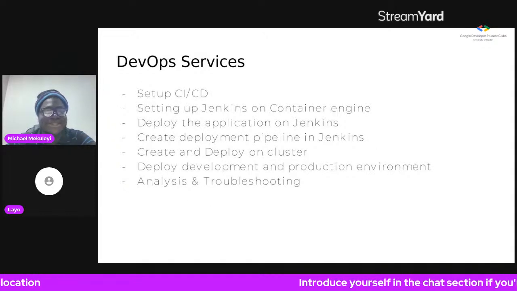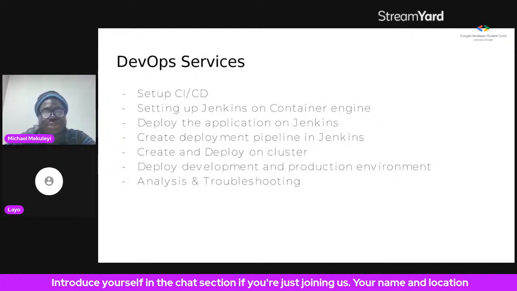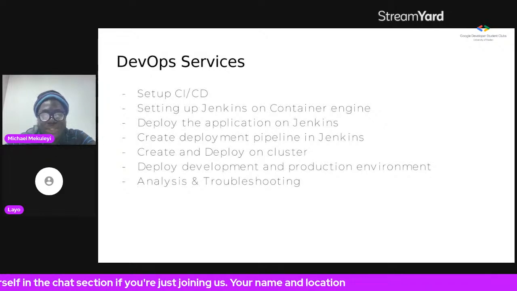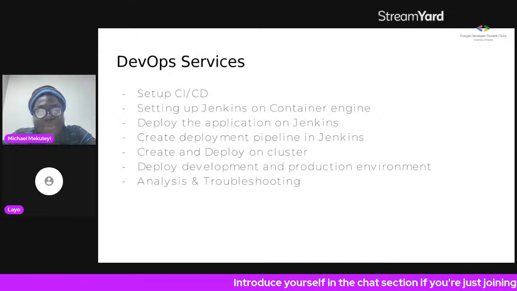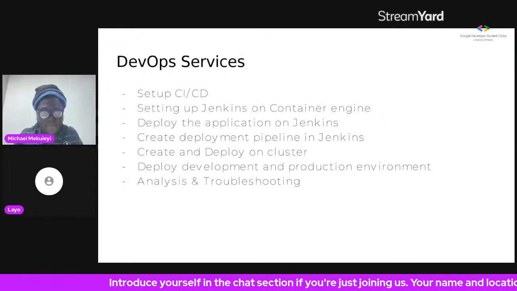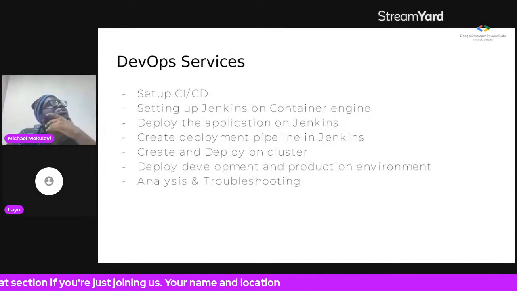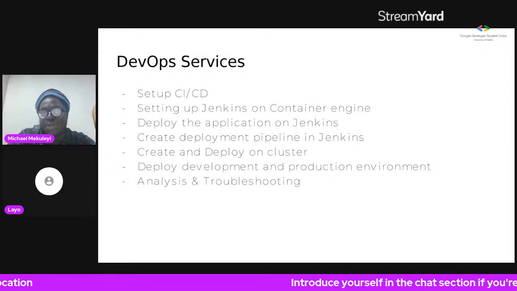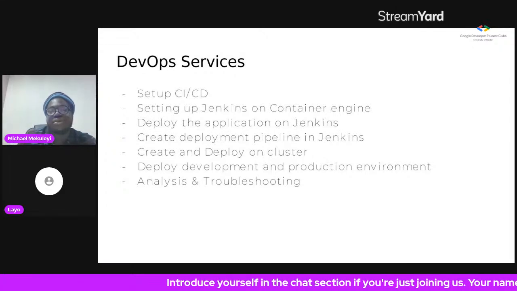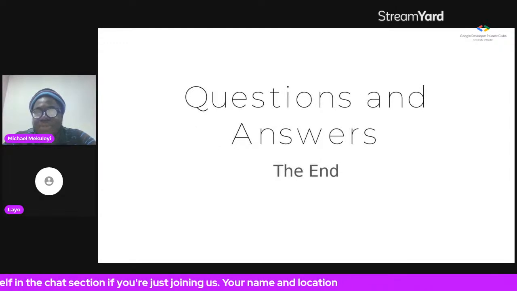Okay, there's also DevOps. You can set up continuous integration and continuous delivery. You can set up your Jenkins or your container engine. You can deploy the application on Jenkins and create your deployment pipeline on Jenkins. You can create and deploy a cluster. You can deploy your development, production and staging environments. You can do analysis and also troubleshooting, all on GCP. Like I said, you can move all those workloads from your local machine or local storage into the cloud and build what you want to build. So, questions and answers, and we've come to the end of the presentation.